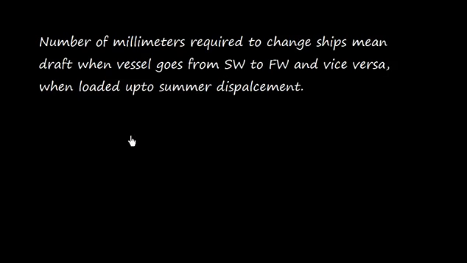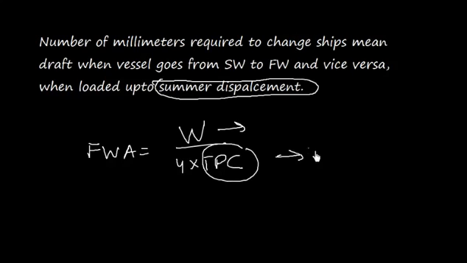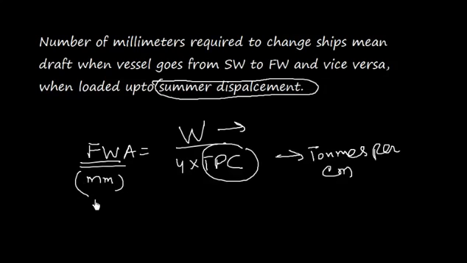And this fresh water allowance is given by this formula. Fresh water allowance is equal to W divided by 4 into TPC, where W is the summer displacement and TPC is tons per centimeter, and this fresh water allowance is given in millimeters.